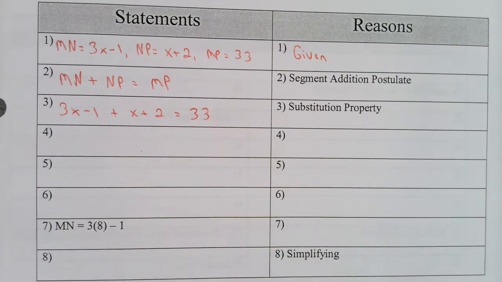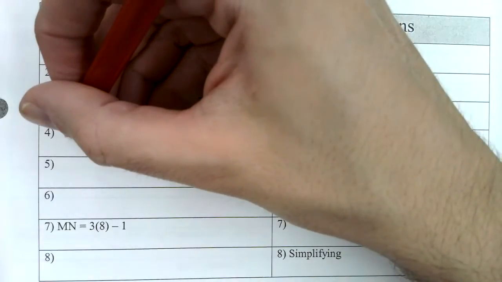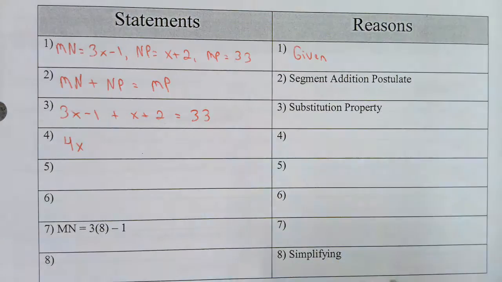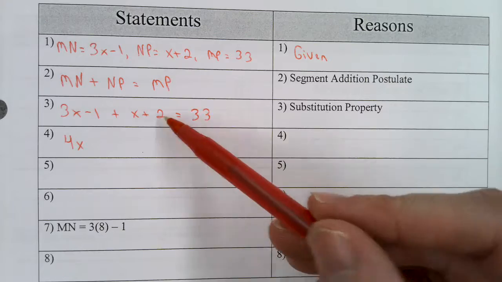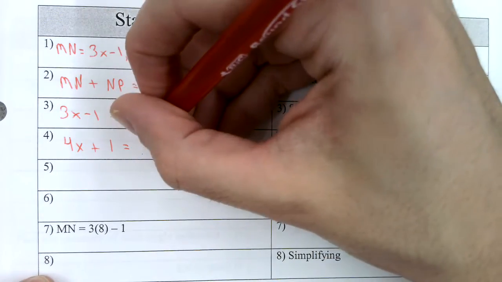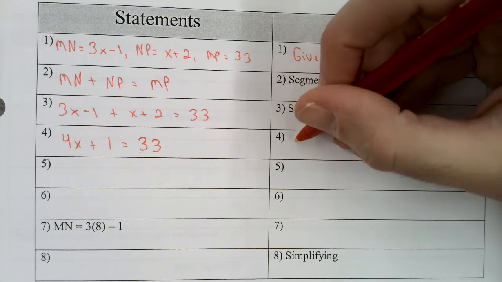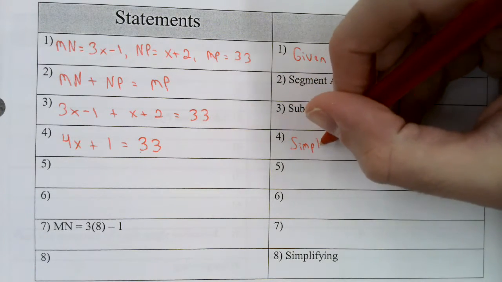So my next step, I'm going to combine like terms. I'll combine the 3x and the 1x to get 4x. I'll combine the negative 1 and the 2 to get plus 1 equals 33. And whenever you combine like terms, you're going to write simplifying.